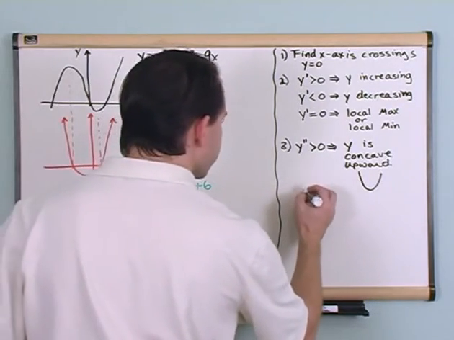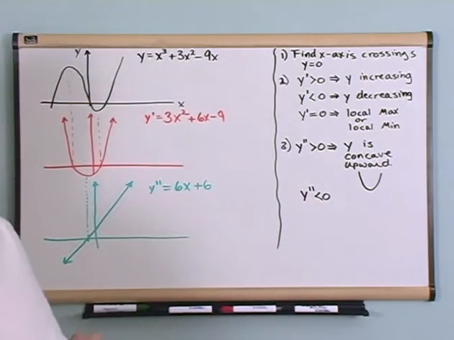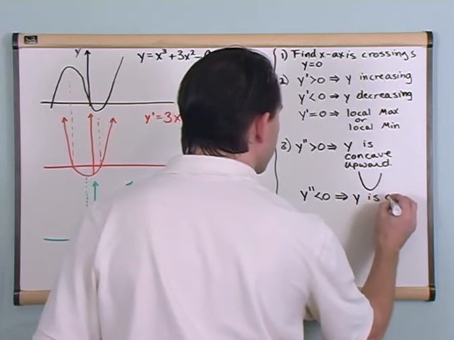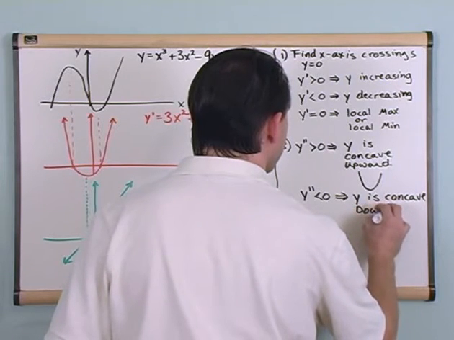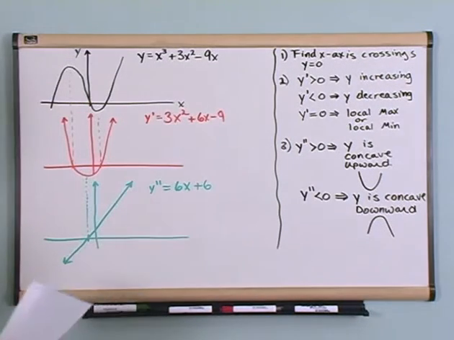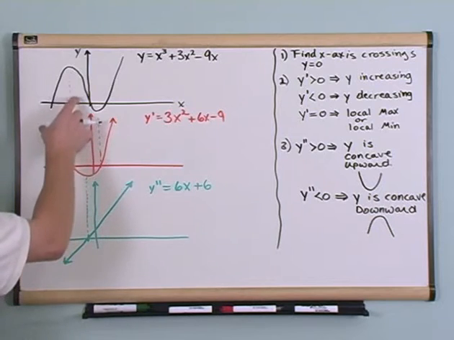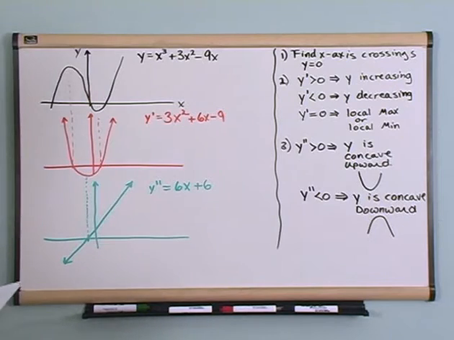The other thing that you can learn from this is that when the second derivative is less than 0, the original function y is concave downward, and an example of that is when it looks like this. That makes sense because everywhere this function was negative, if you follow it up here, from here over to here, it's concave downward. So that makes sense.